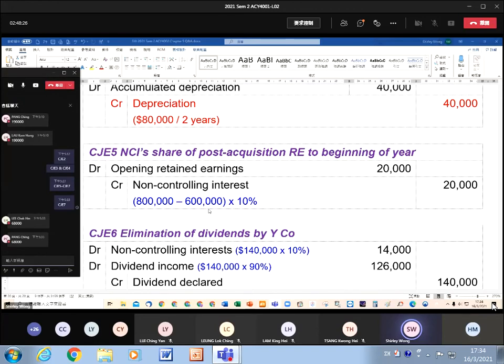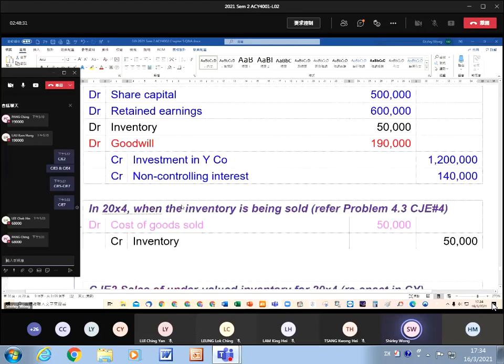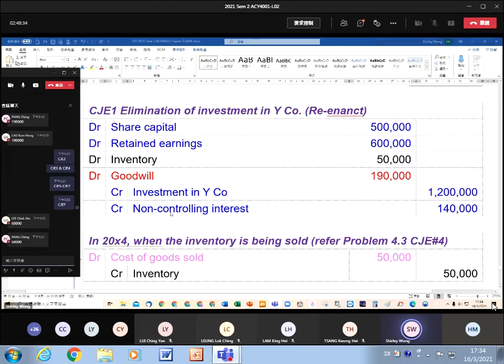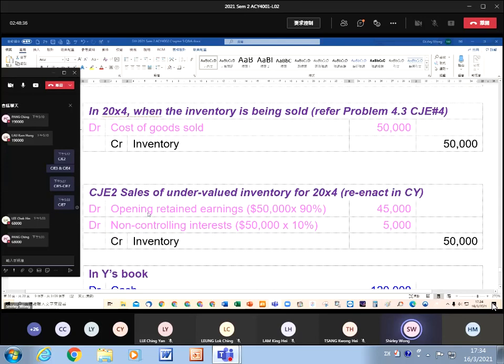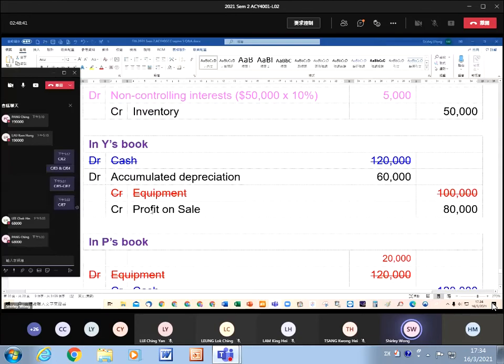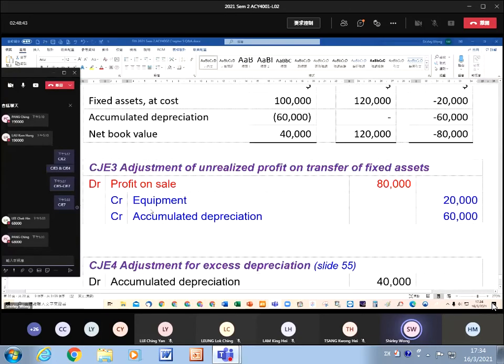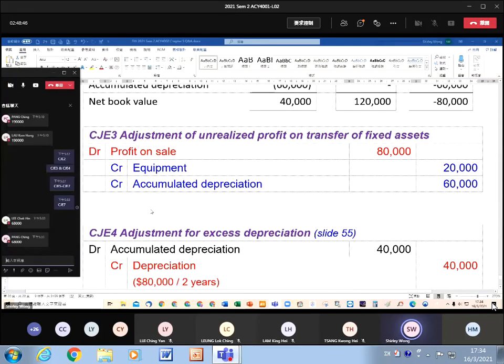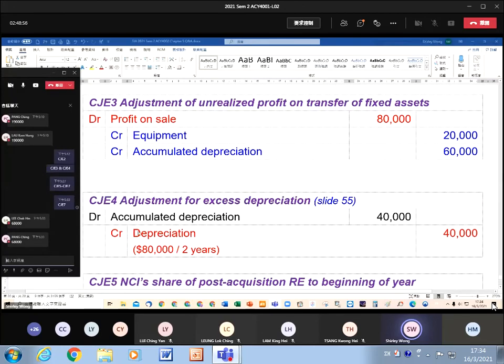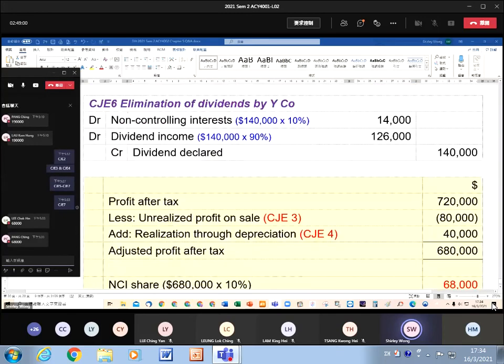So basically, for 5 and 6, we do not have any entry that will hit the P&L, right? And then go back to CJE1. Again, this will not hit the P&L. And for CJE2, this is to re-add what we have done, so it will also not affect the subsidiary's profit. Here, we have the upstream transfer. For upstream transfer, same as the previous questions we have done in 5.5 part 2, we need to reverse the profit and then realize the profit through depreciation. So CJE 3 and 4 we will input here.